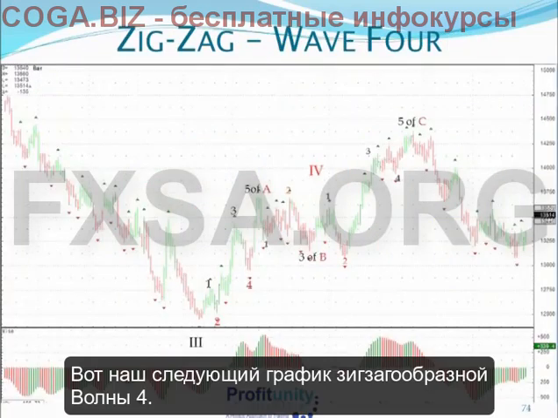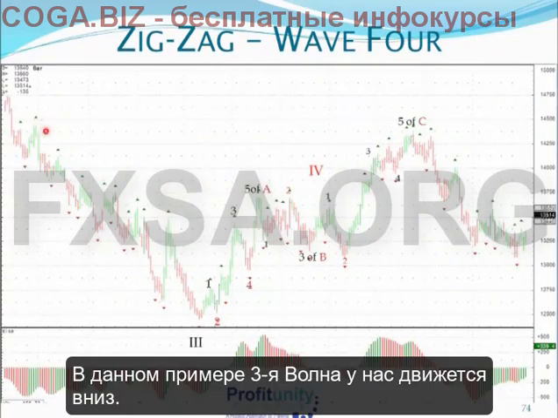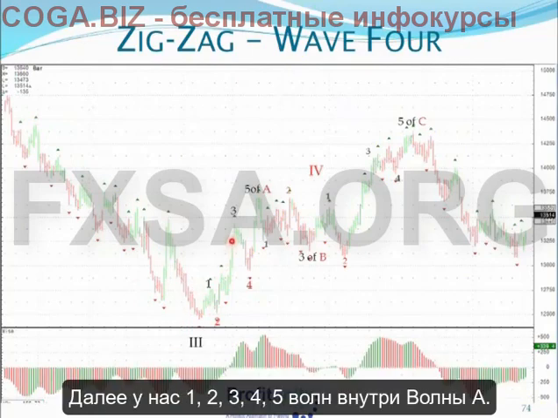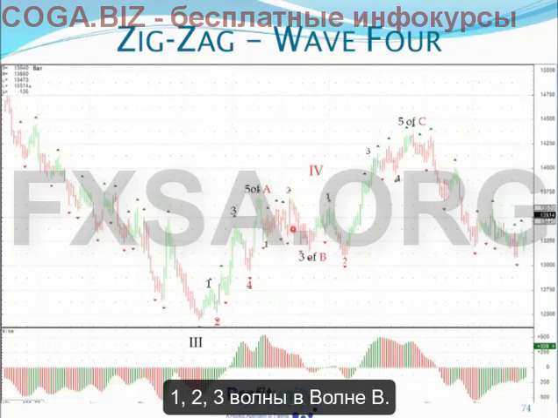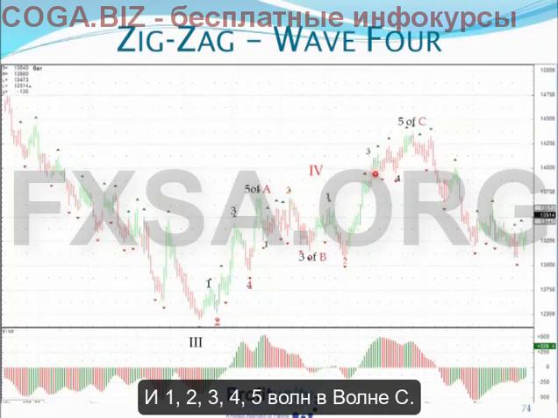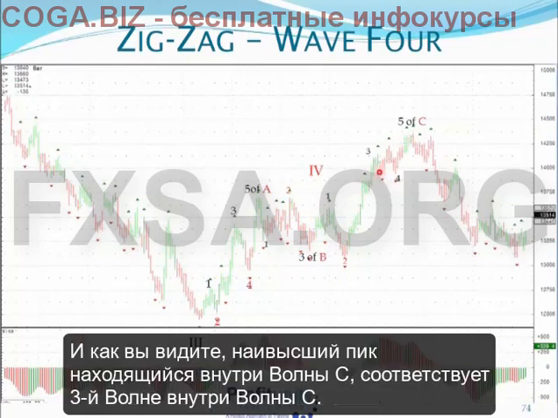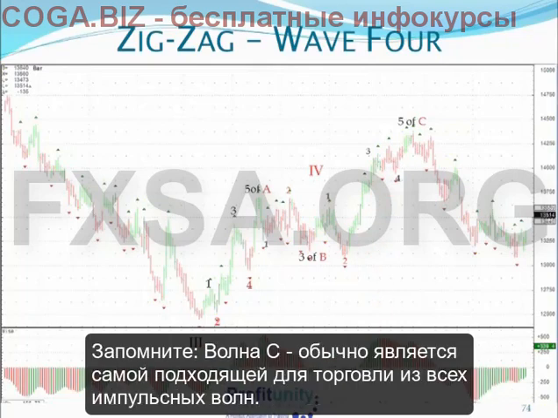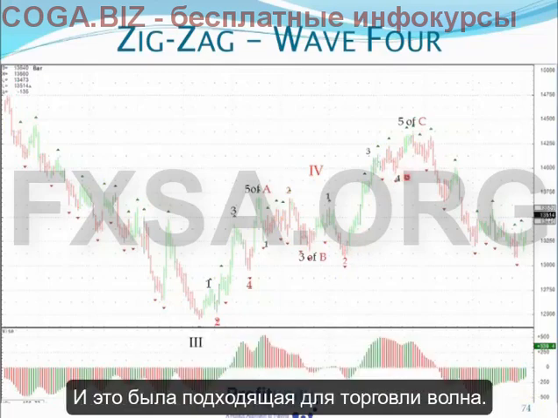Okay, here's our next zigzag wave 4 chart. Now in this particular one we had a third wave move down, and then we have a 1, 2, 3, 4, and 5 waves of the A wave, 1, 2, 3 waves in B, and 1, 2, 3, 4, 5 waves in C. And you can see our tallest peak here within this C wave corresponds with the third wave of the C wave. Remember, the C wave is usually the most tradable wave of the impulse waves, and here that was a tradable wave.